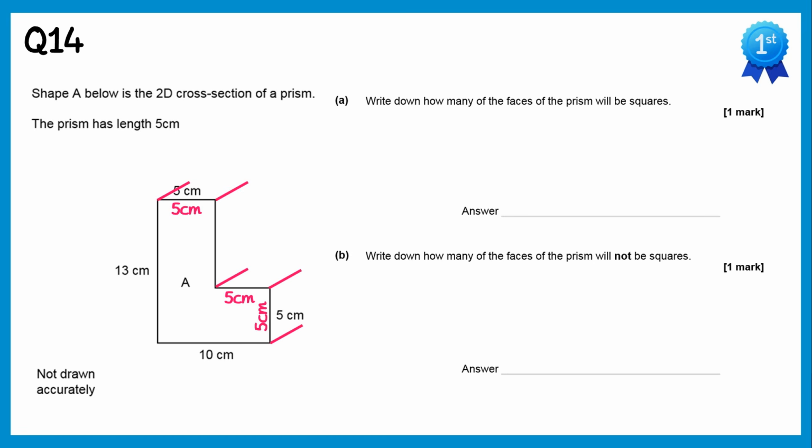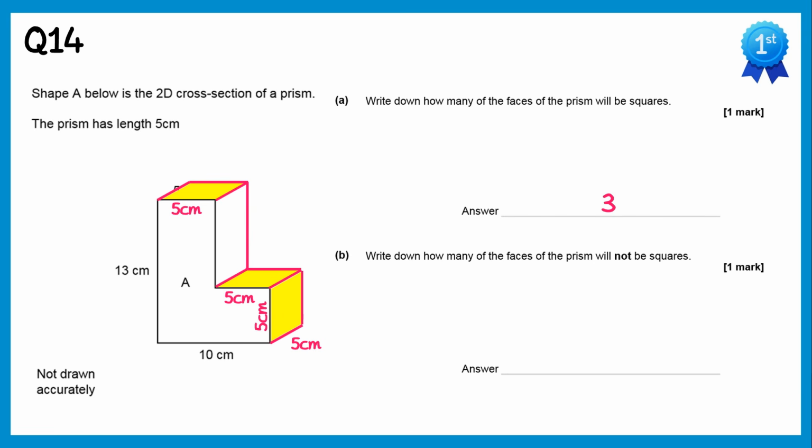So if we extend these lines into 3D and then complete the shape, we end up with this prism here, which has a length 5 centimeters. We're now looking for squares. There are actually 3 of these, marked here. You can tell they're squares because the shape has a length of 5 centimeters, remember, so it's 5 by 5. So there are 3 squares.